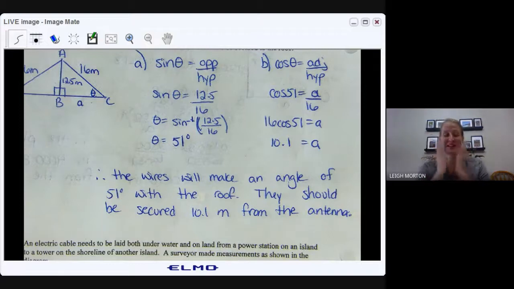Time to do our very last word problem of the year. Go ahead and start looking at your diagram, seeing the questions. I'm going to move on in 1 minute.